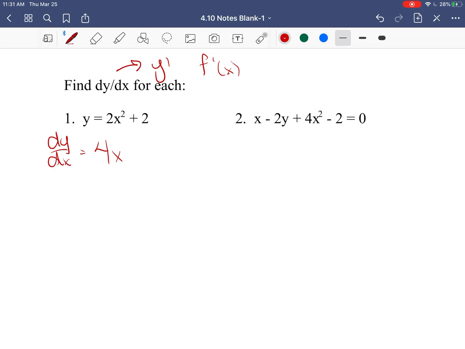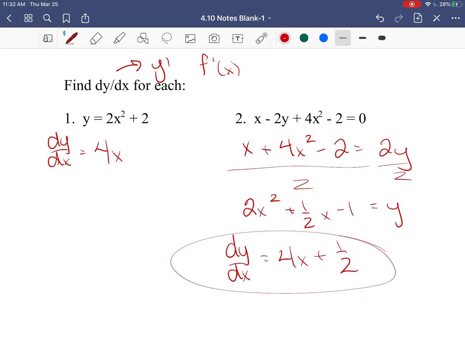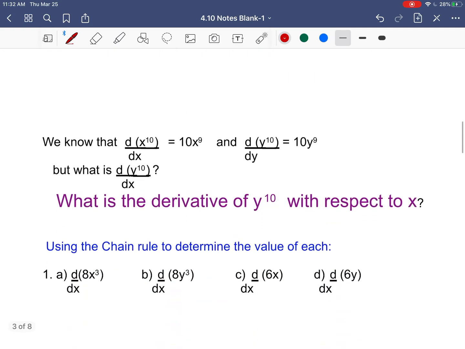So dy dx is equal to 4x plus 0. Technically, there's our derivative. On this side, we want to get y by itself, so I'm going to move the x to the other side. 4x squared minus 2x is equal to 2y. Divide everything by 2. 2x squared plus 1/2 x minus 1 is equal to y. I'm just going to put my y prime out front when I take my derivative, so 4x plus 1/2. There's our derivative. So we have to get y by itself to solve for dy dx.